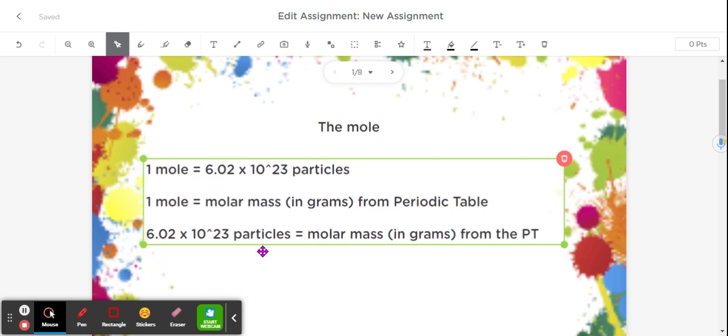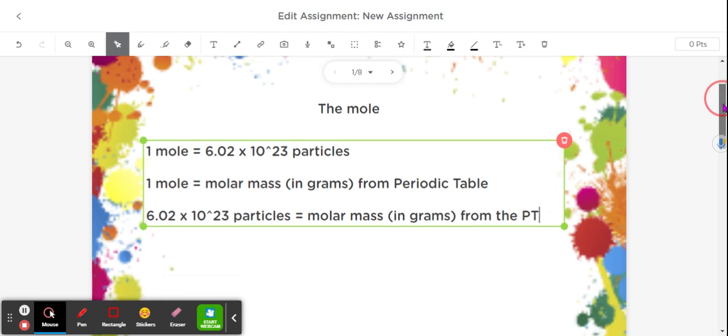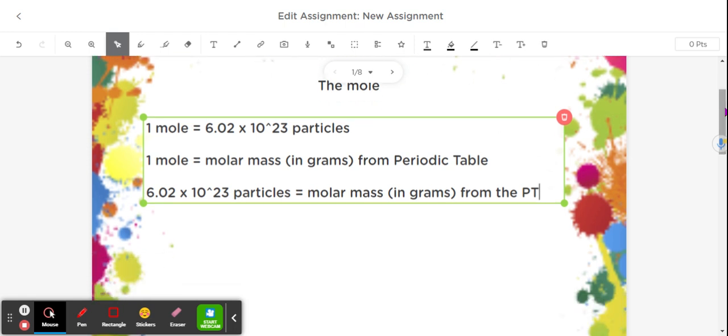So we have 3 conversion factors here. We know that 1 mole is 6.02 times 10 to the 23rd particles. We know that 1 mole is equal to the molar mass in grams. And if we combine those two ideas, we know that 6.02 times 10 to the 23rd particles is equal to the molar mass in grams. Let's apply this to an actual element.